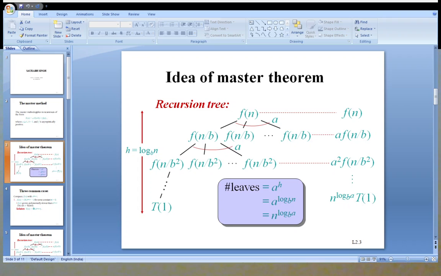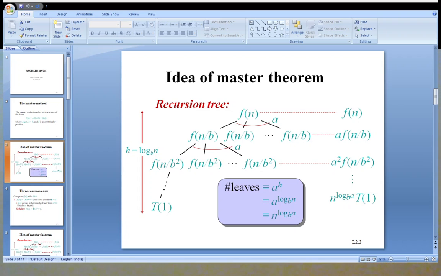So how long will this recurrence tree be, or what will be the length of this recurrence tree? Definitely there are n elements initially, and at each level we are dividing by b, meaning we are dividing a fraction of it by b. So the total height would be log n base b, because at the point when n upon b raised to the power h equals 1, where h is the height, at that point it will stop.